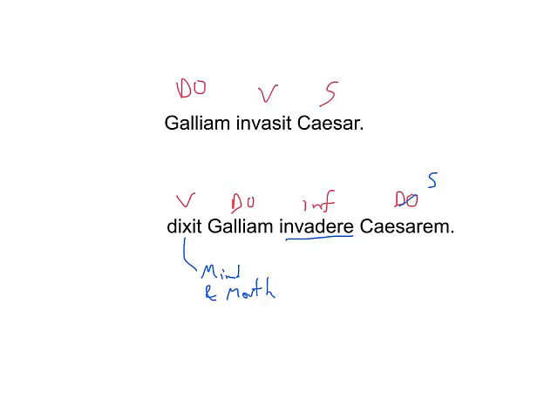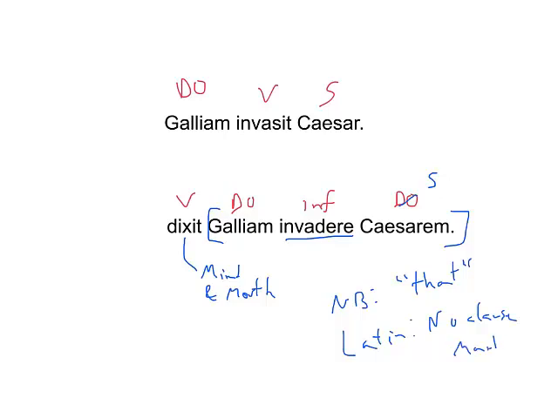Now, a couple notes here. In order for the sentence to make sense, Galliam has to go in the dependent clause. So where are we going to bracket? Right there, and right there. And I want you to note, in English we use the word that as a clause marker for indirect statement. In Latin, there's no clause marker. It looks like nothing is there.